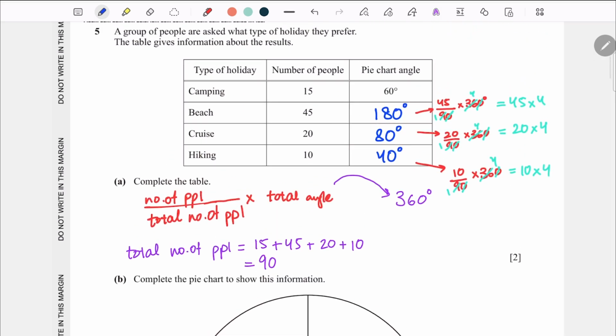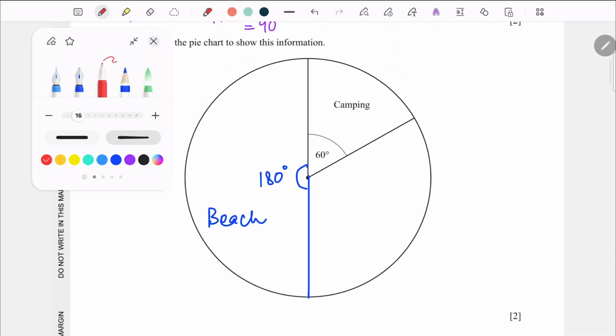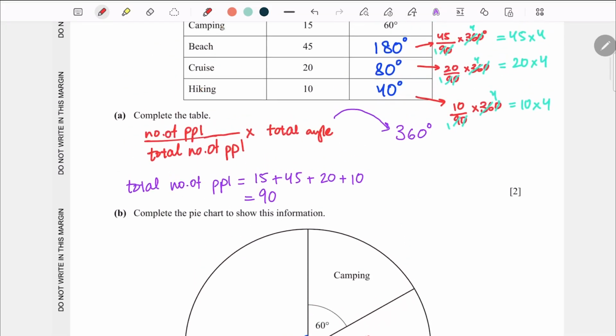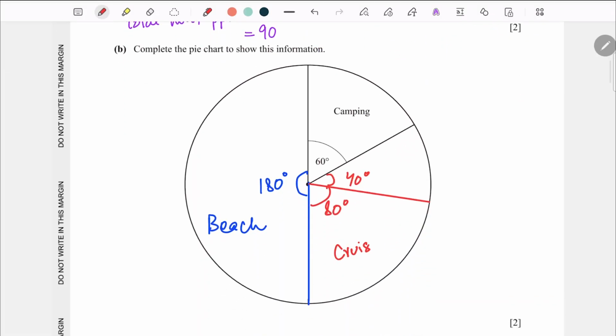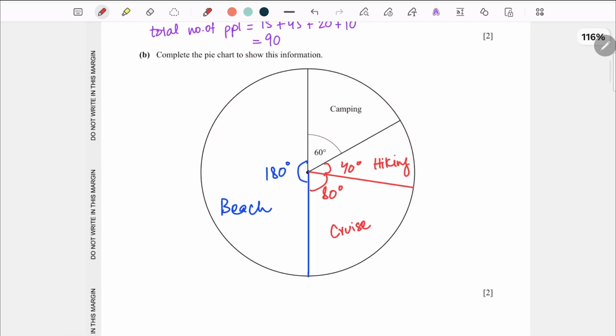Then the remaining angles are, for cruise it is 80 degrees, and for hiking it is 40 degrees. So once again, I'm going to place the protractor right here and measure 180. I'm going to measure 80 and 40, which is going to be around at this point. This will be 40 and this will be 80. We have to do this using a protractor. So this will be our final pie chart.